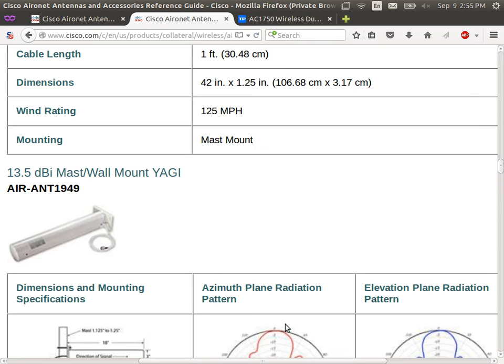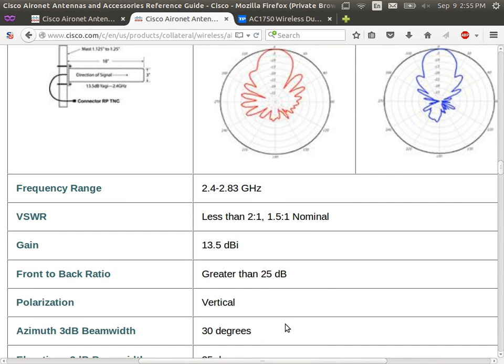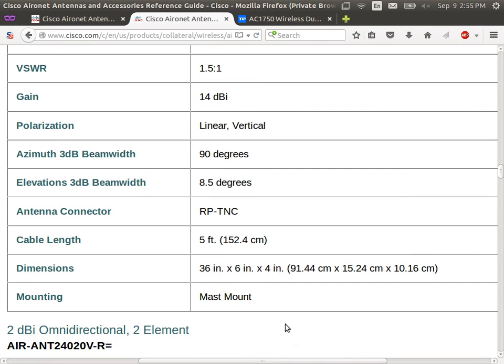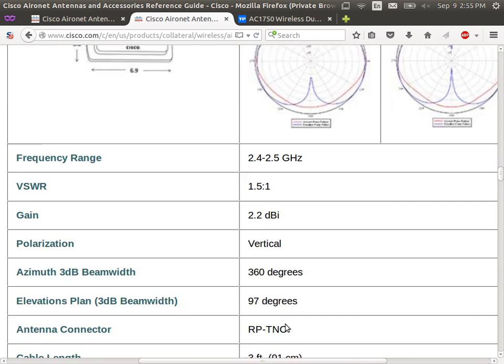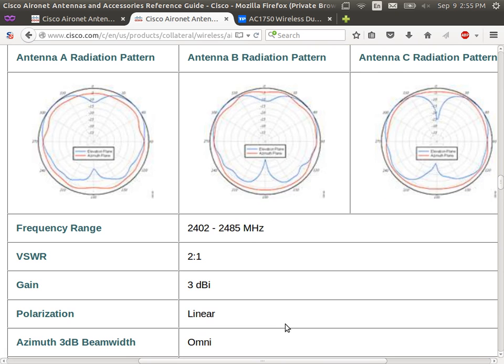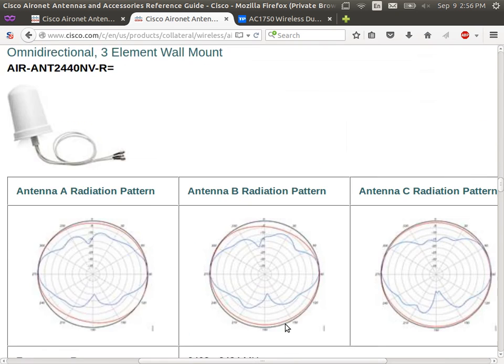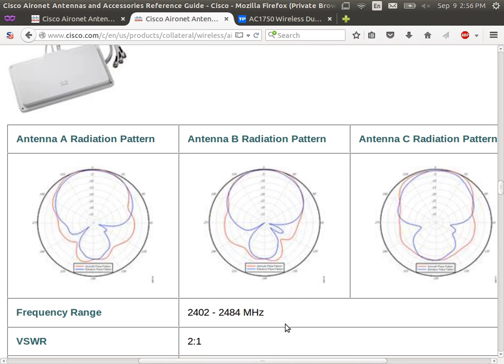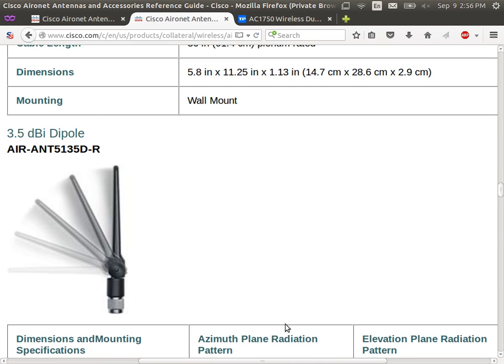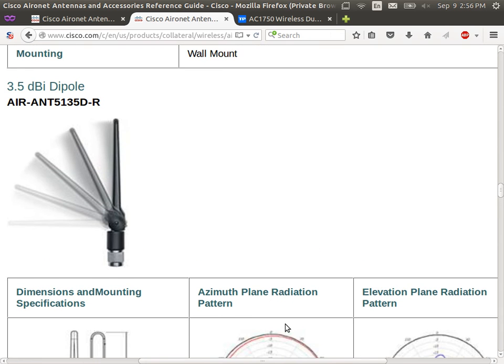And I think that's all. A couple of others. 14 dBi. And I just scroll down to a couple more. Back to a dipole. This is 3.5 dBi.